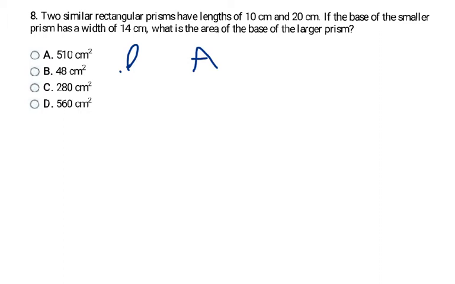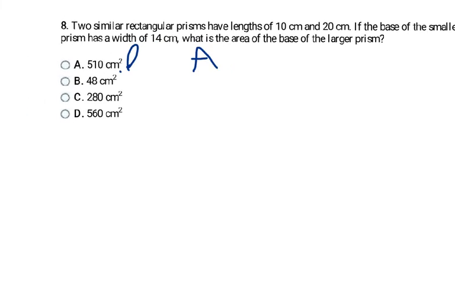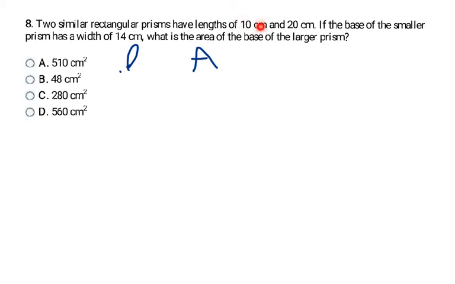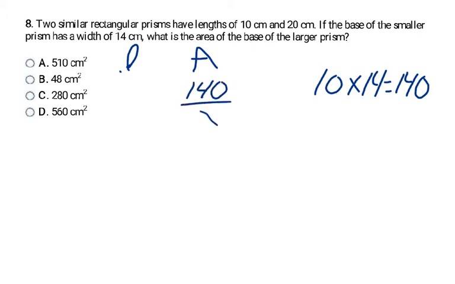So that's just length times width of the smaller. So the smaller length is 10 times this 14. 10 times 14 is 140. And so I'm going to have an area of 140, and then I'm looking for the area of the bigger base. So I'm going to put an S and a B over here, just so I remember I'm putting smaller on top of bigger. And so the length of the smaller prism is 10, and the length of the bigger prism is 20. And now I have my proportion set up.